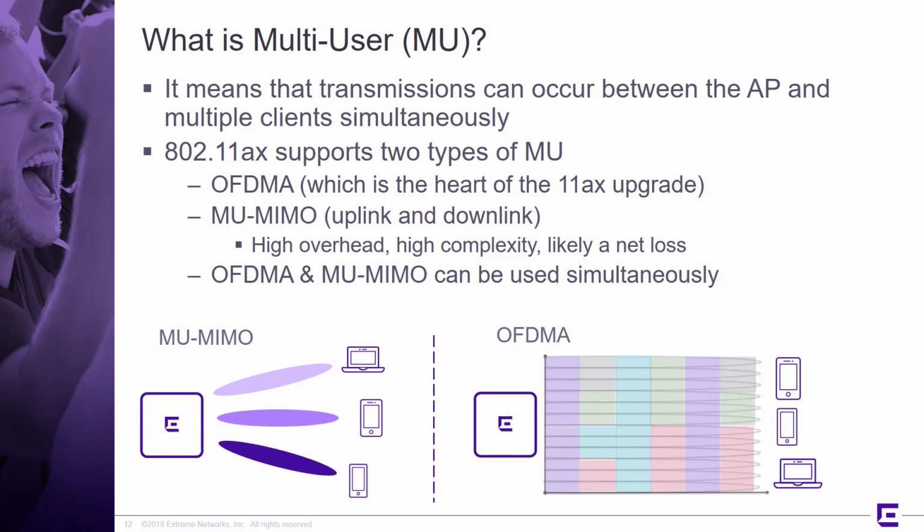Also, OFDMA and multi-user MIMO can be used simultaneously. Not that we really would care to do this. I personally would want to turn off multi-user MIMO in most of my systems, but OFDMA with 11ax clients is going to give us a pretty significant bang for buck in the long run. So this is a nice technology.